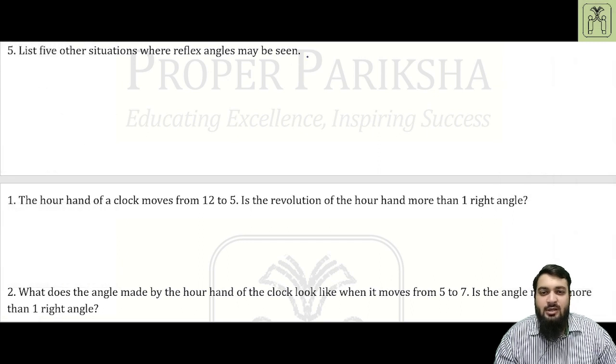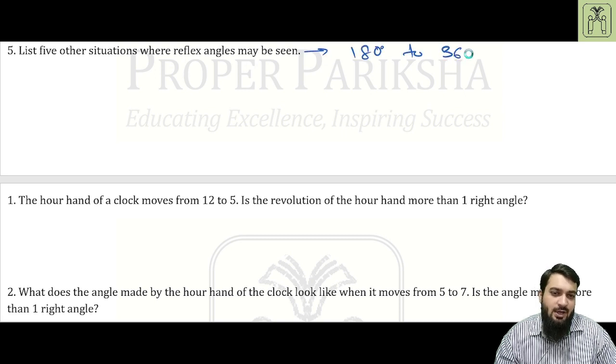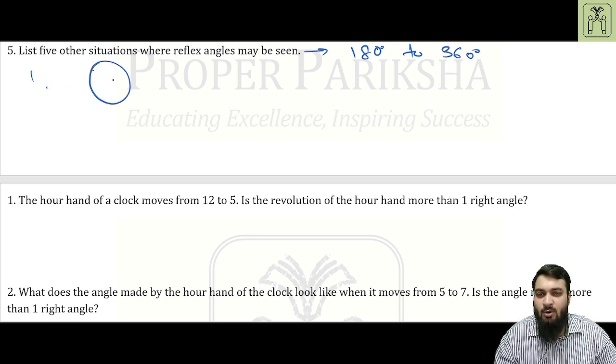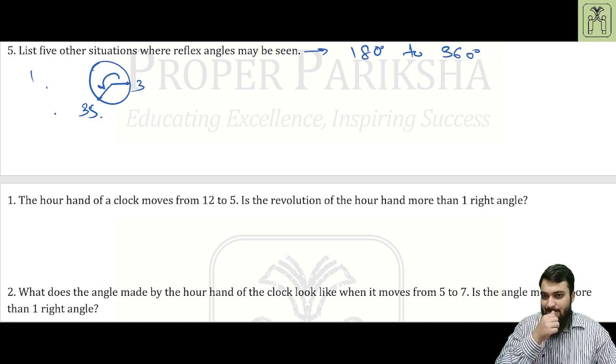So now coming to question number 5. What is a reflex angle? First, we should know, before listing the 5 things, that reflex is something from 180 degrees to 360 degrees. Now we have to give 5 examples. The first example, just take it from a clock. If one hand is here and the other is here, this will make a reflex angle. It will be, what can you say, 335. Okay, it will be at 7.